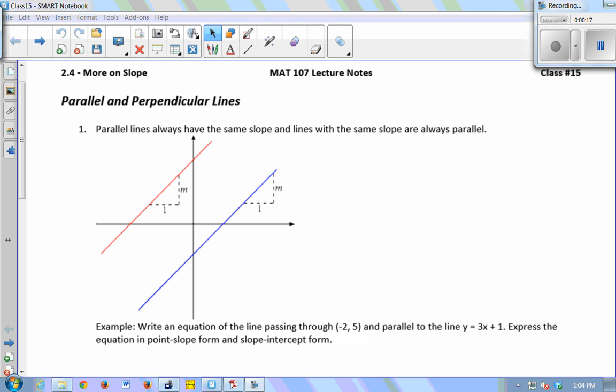Okay, so again, parallel lines always have the same slope, and any two lines with the same slope have to be parallel. So you can see it in this picture. I drew two lines. When you draw a triangle that goes over one, they both go up the same amount, m, which is the slope.